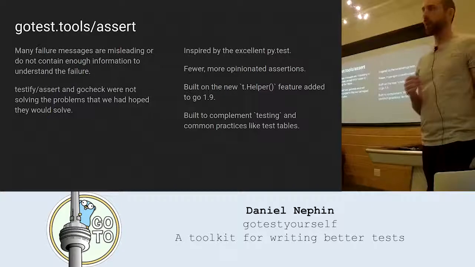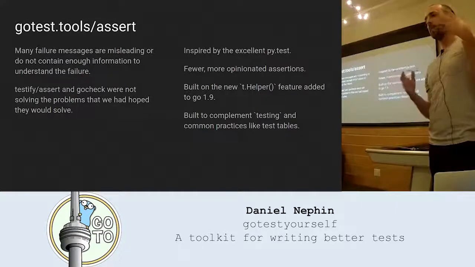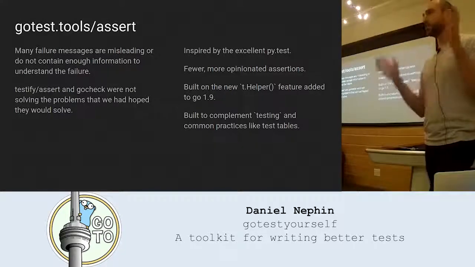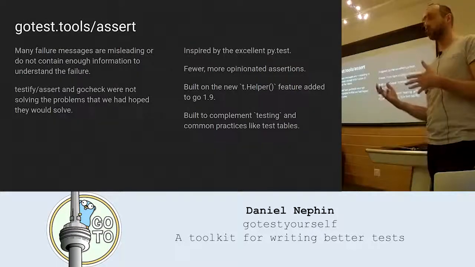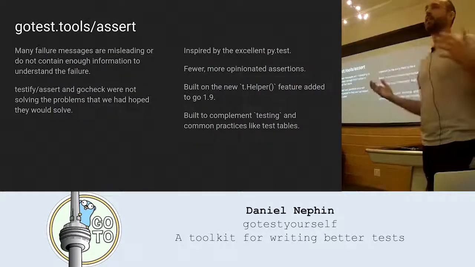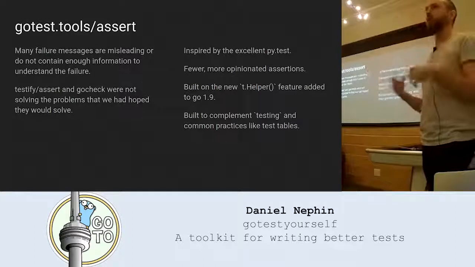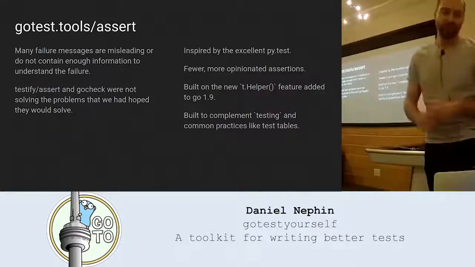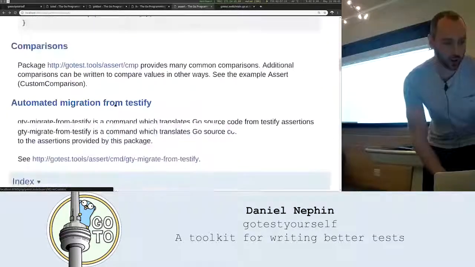Because it was created more recently, it was able to take advantage of the T.Helper feature added in Go 1.9, which meant that instead of spending a lot of time worrying about getting the file name and the line number of the test failure, we could just use the existing support in Go test, and we could focus a lot more on the comparisons and failure messages. And as much as possible, we tried to make sure that we were not hiding any of the nice features of Go. You know, we wanted to work well with table tests, and we wanted to complement testing. We didn't want to create a whole new framework that you had to learn. We wanted to try to, as much as possible, avoid the pitfalls that the Go authors had called out in the Go FAQ.